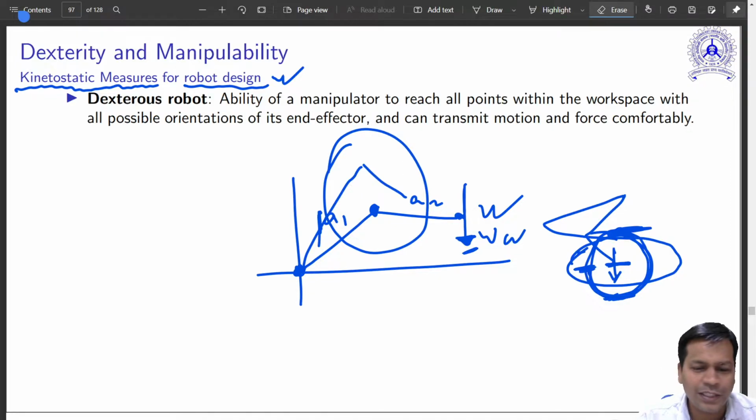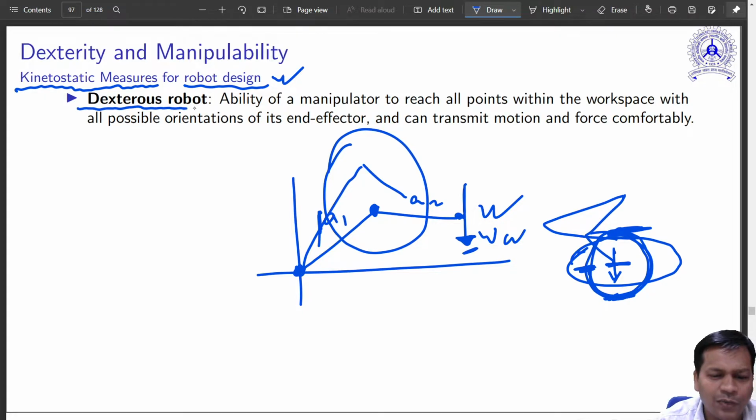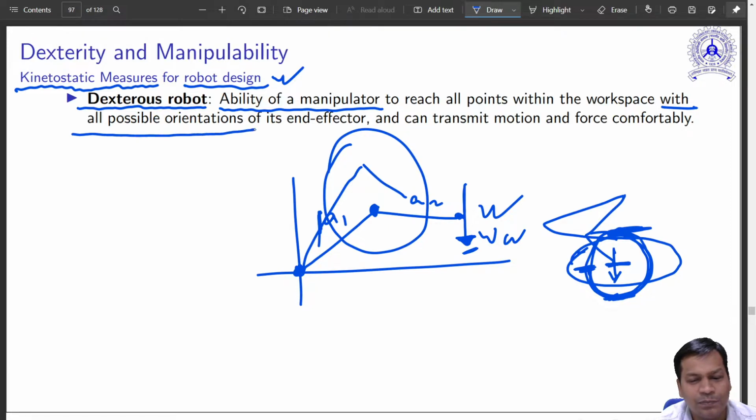So the first definition in this category is called dexterity of a dexterous robot. It is the ability of a manipulator to reach all the points within the workspace with all possible configurations of its end effector. What does it mean actually?